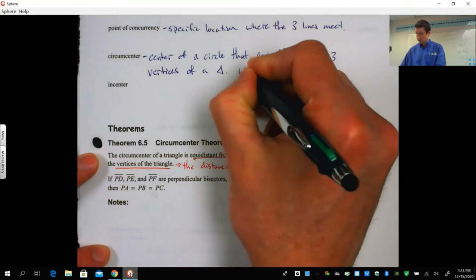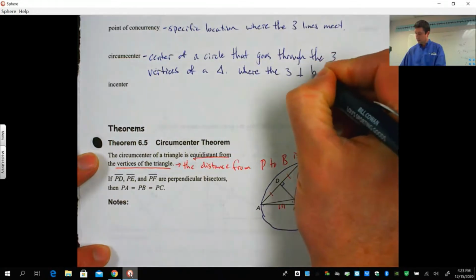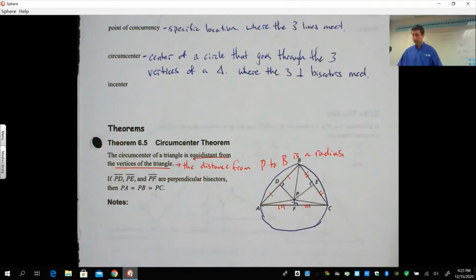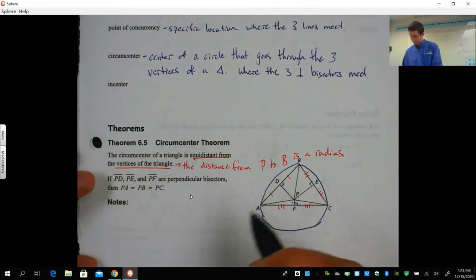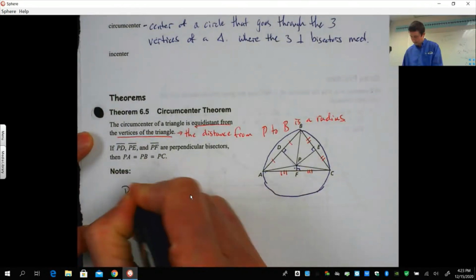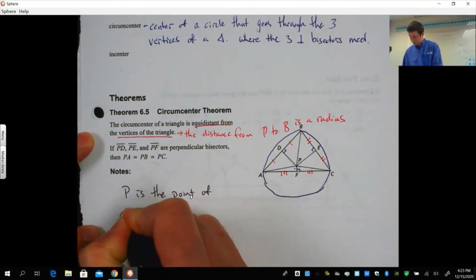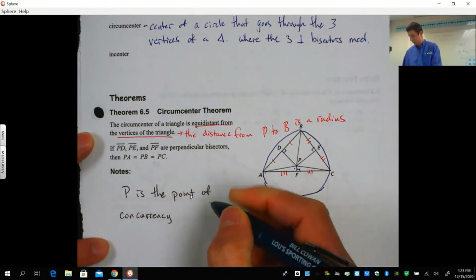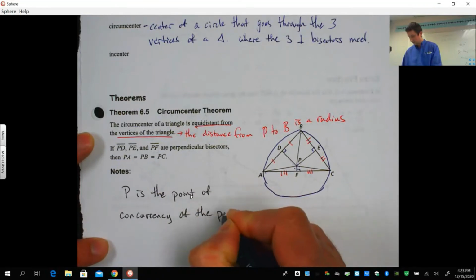It is where the three perpendicular bisectors meet. So it's the point of concurrency for the perpendicular bisectors. Let's put that down here. So P is the point of concurrency of the perpendicular bisectors.